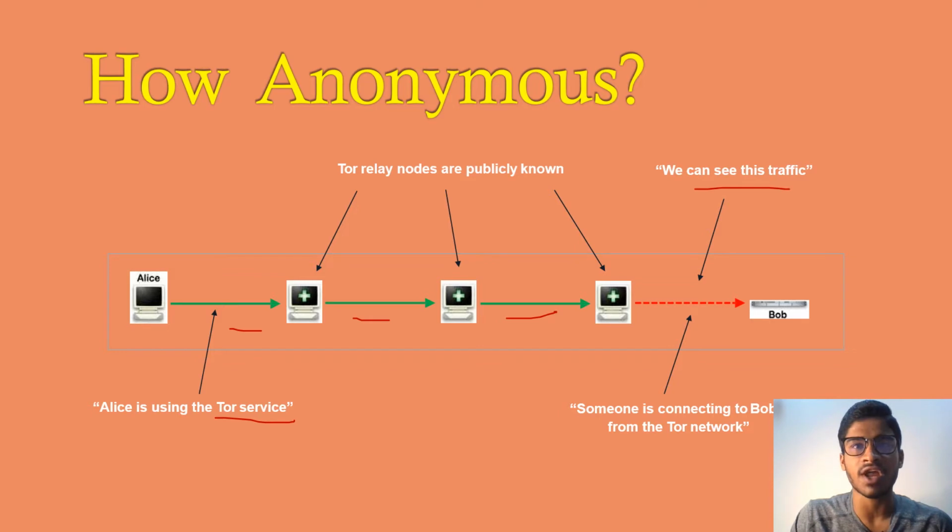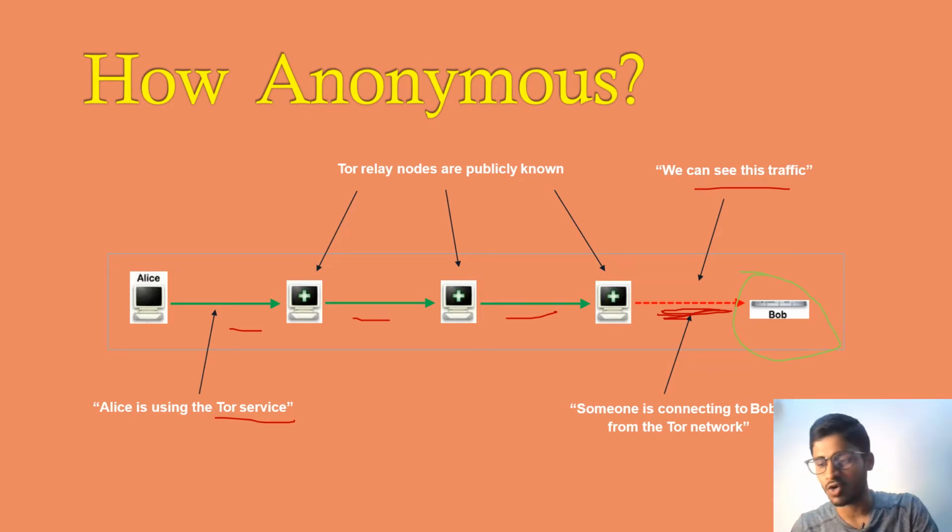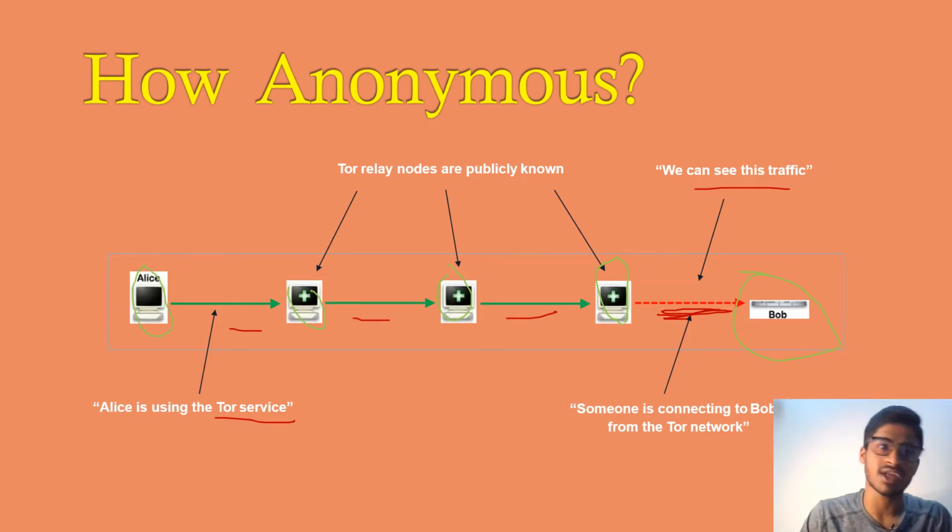We can see this traffic because Bob is not using the Tor browser, and hence his traffic is not anonymous. So we can go back from there to here and then find its logs and go to here and its logs and go to Alice. So it's not totally, completely anonymous because it can be tracked in one way or the other.